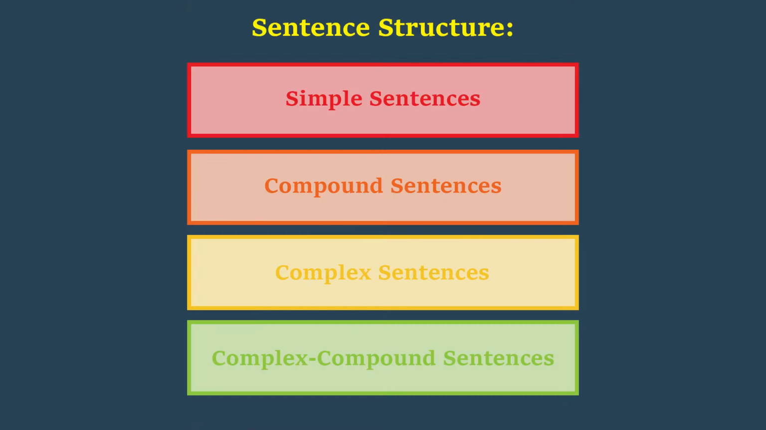Okay, with word classes out of the way, let's move on to the different structures of a text. I'm going to go from the smallest to the biggest type of structure. So we're going to go sentence structure, then paragraph structure, and then text level structure. So first off, sentence structure. There are 4 types of sentences: simple sentences, compound sentences, complex sentences, and complex compound sentences.